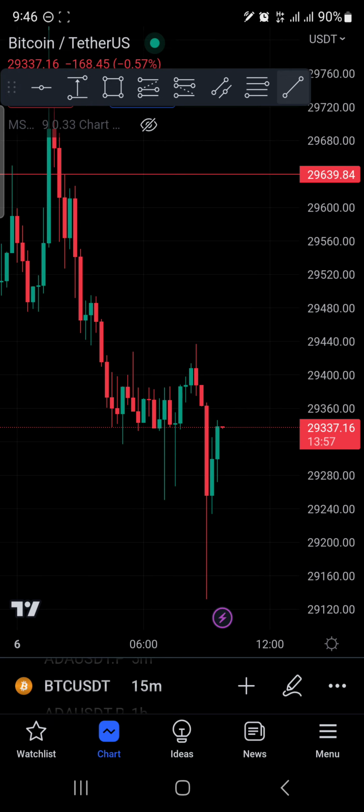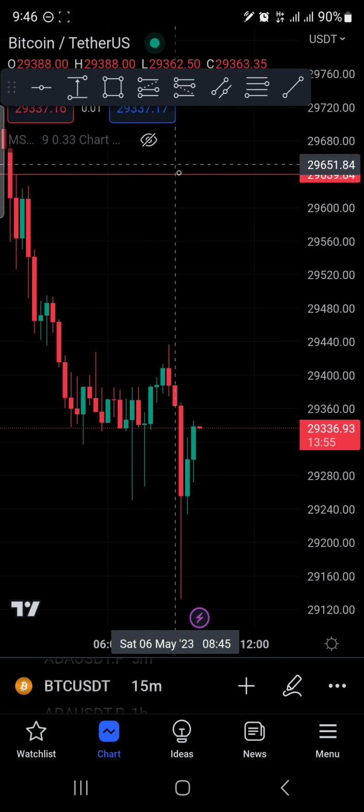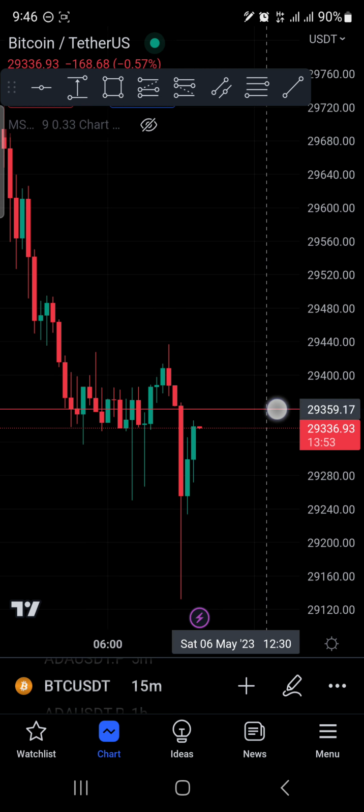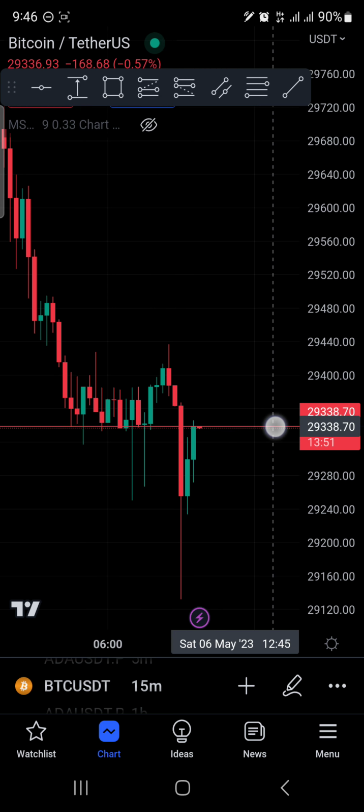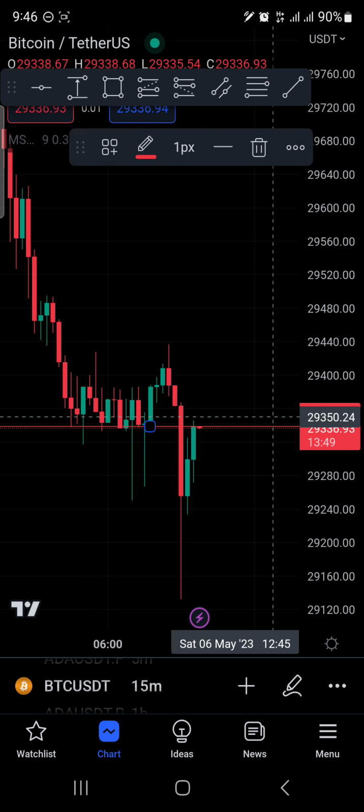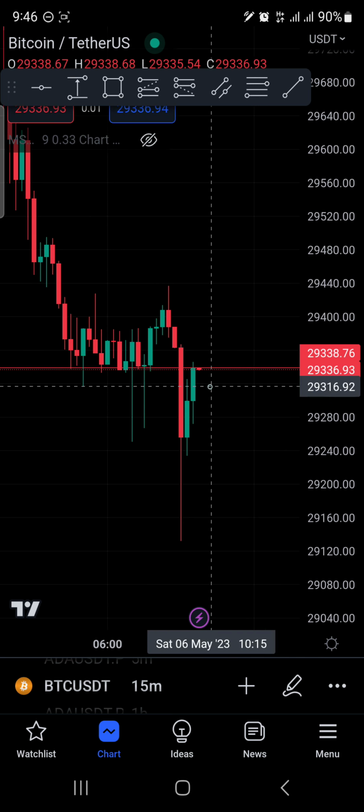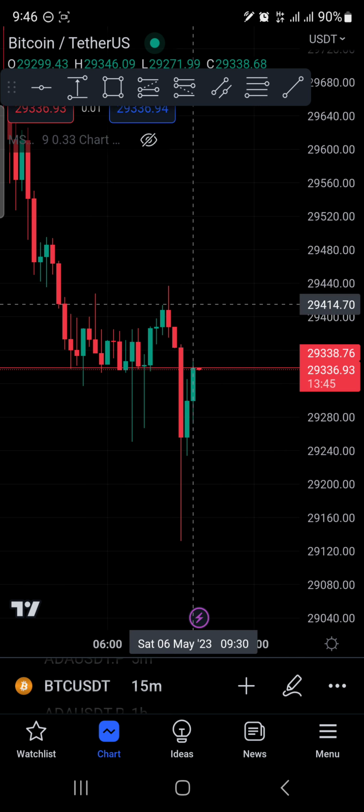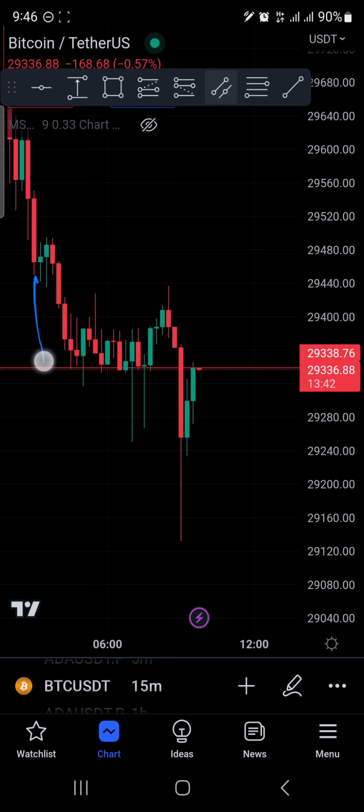Now look at this area as well. Here, let's bring this line here. Now look at this. You see, this is still a downtrend because the candle hasn't closed above this structure. This is a level. You can call it a structure. You can also call it a level.